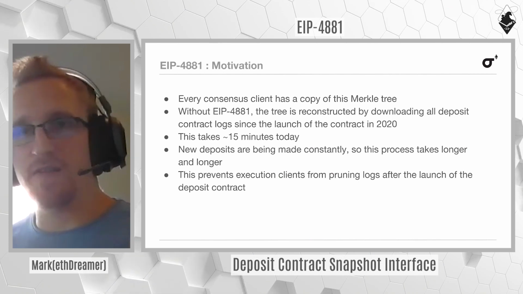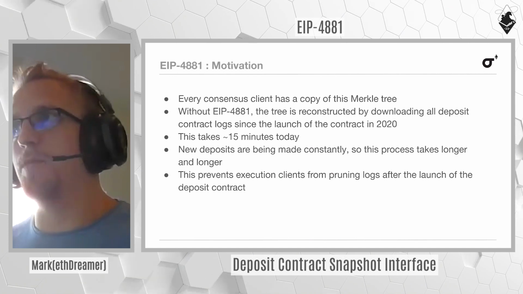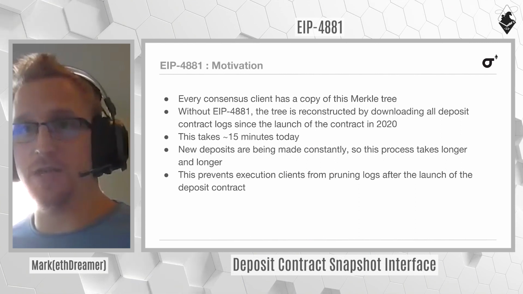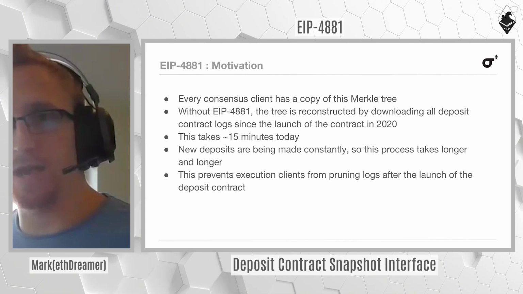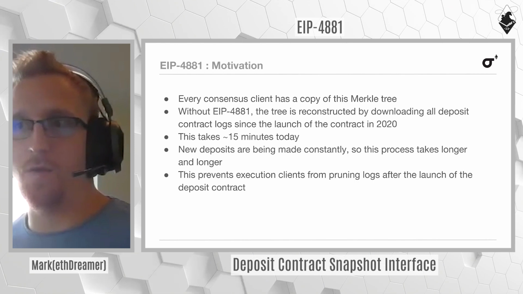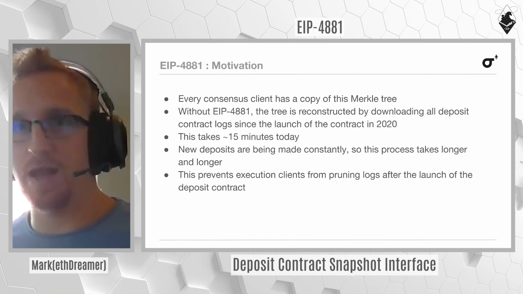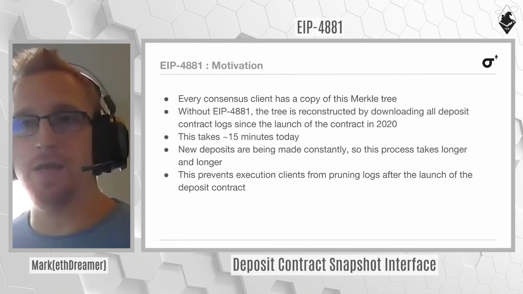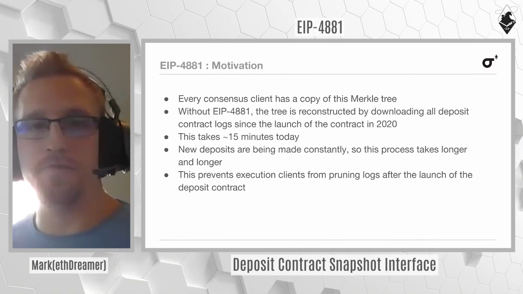So every consensus client has to maintain a copy of this tree in order to prove new deposits. And without 4881, the only way to do that is to reconstruct the deposit tree by replaying all deposits since the launch of the deposit contract. So the consensus client is going to have to ask the execution node, give me all the logs from the launch of the contract all the way up to today, so that I can rebuild this tree. Today that takes about 15 minutes, but new deposits are being added all the time, and so this is taking longer and longer.